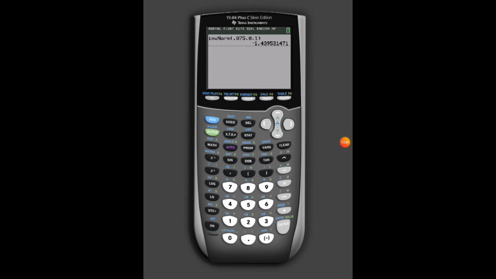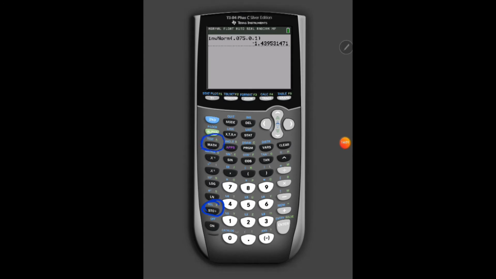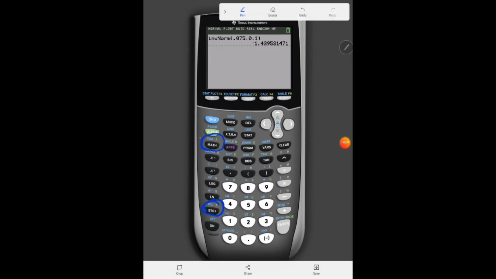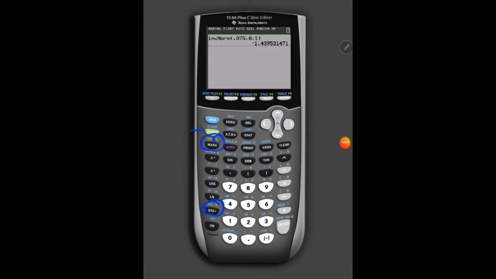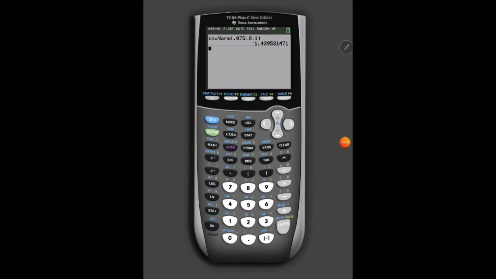So I'm going to hit store. So the store button, let's see if I can do this with my pen. The store button is right here. I'm going to hit store, and then I'm going to store it as A, even though it's ZA. To use the A, it's green, so I'm going to have to hit the alpha button. So I'm going to hit the store button, and then the alpha button, and then the A button so I can store it as A. Now later I'm going to need to use this, and I'll go back to the calculator.